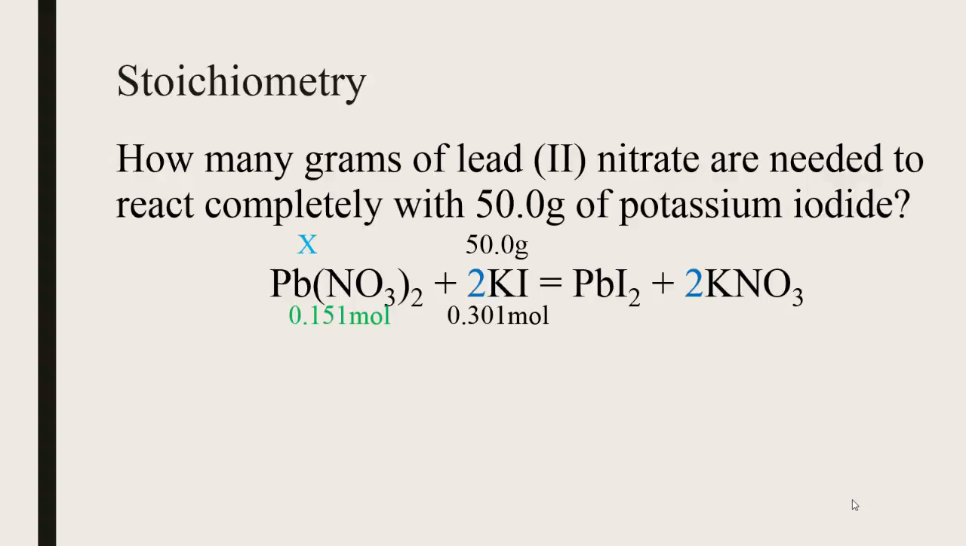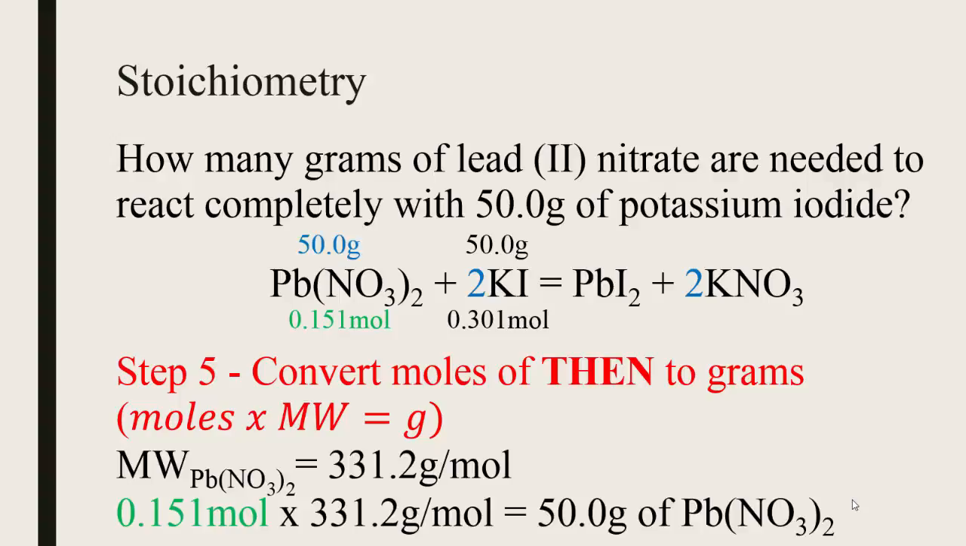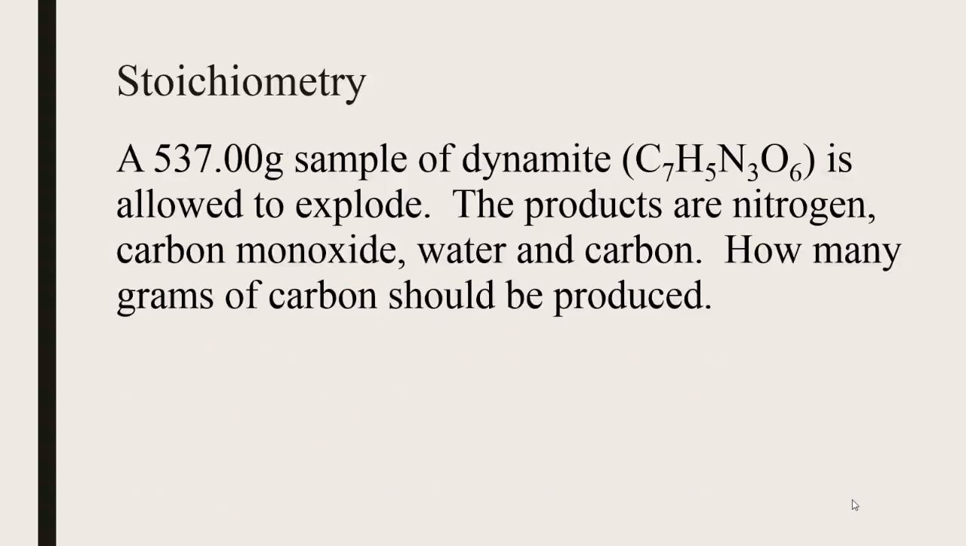Now a quick aside, when I'm doing these types of problems, I always write the grams on the top and the moles underneath, and I remember that stoichiometry is always done with the moles, so always the values that are below the chemicals. That's why you see it this way. So let's go to step 5. We're going to convert the moles of the then to grams. The molecular weight of lead-2 nitrate is 331.2 grams per mole. So we're going to take the 0.151 moles, multiply it by that molecular weight, and you get 50.0 grams with correct sig figs. Okay, let's go to the next example.